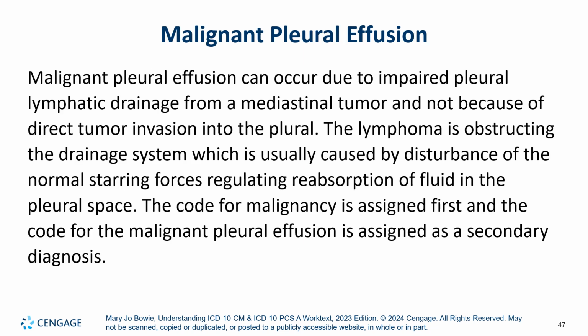All right, malignant pleural effusion can occur due to impaired pleural lymphatic drainage from a mediastinal tumor, and not because of direct tumor invasion of the pleura. So a lymphoma is obstructing the drainage system, which is usually caused by disturbance of normal Starling forces regulating reabsorption of fluid in the pleural space. The code for the malignancy is assigned first, and then a code for the malignant pleural effusion is a secondary code.